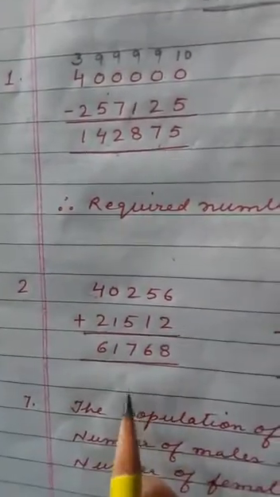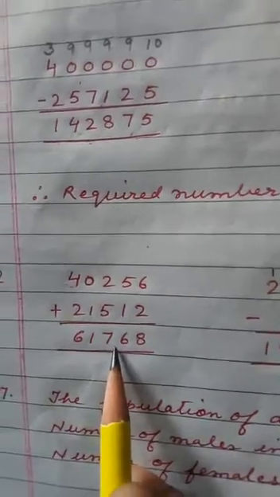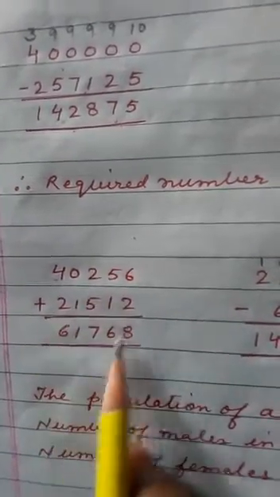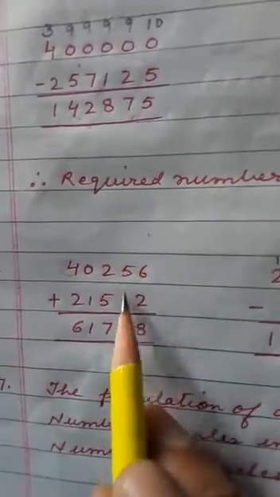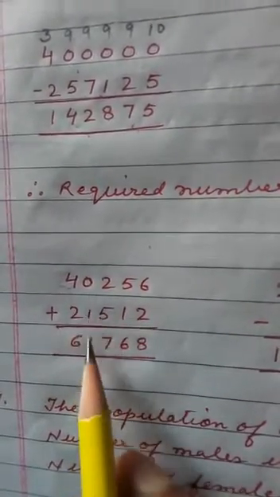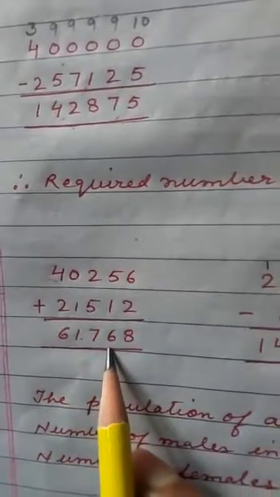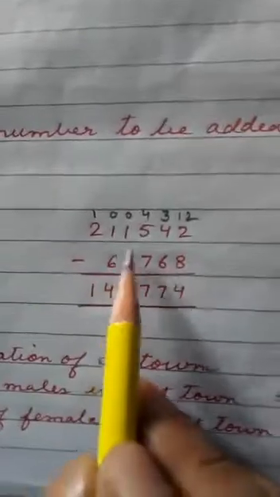sum of 40,256 and 21,512 from 2,11,542. Okay, first we will add here. Okay, 6 plus 2 8, 5 plus 1 6, 2 plus 5 7, and 1 here. Okay, so 4 plus 2 6, so it is 61,768. Understand? Now we will subtract it.